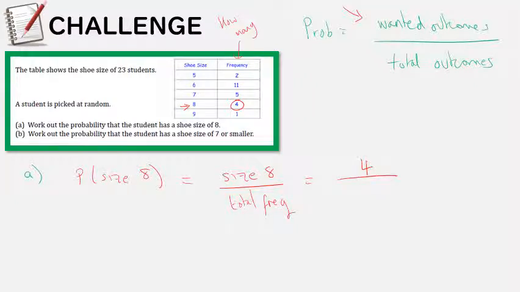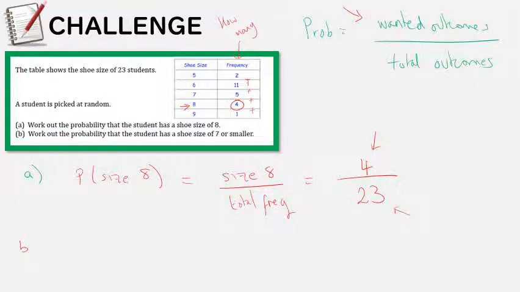We've got to say out of how many people in total. Well, remember, how many people in total is all of those numbers added up. So 2 plus 11 is 13, plus 5 is 18, plus 4 is 22, plus 1 is 23. So the probability of picking someone with a size 8 is 4. So 4 people had size 8 shoes out of a total of 23.